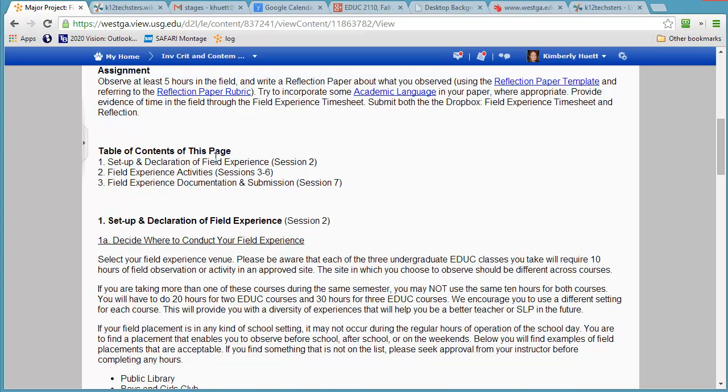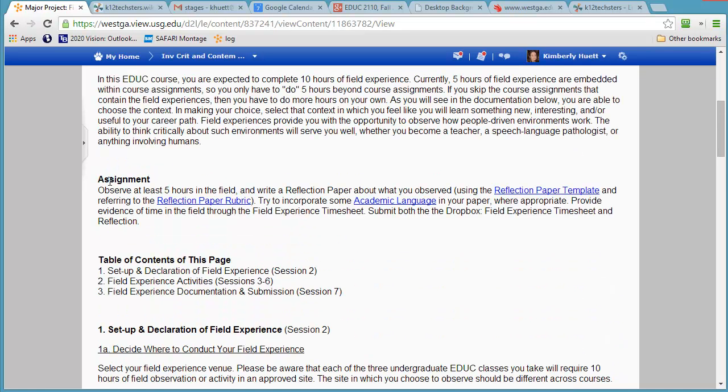Table of contents of this page. So I've told you the assignment in brief. You're going to observe at least 5 hours in the field and you're going to write a paper about it. And if you think about it, you probably need to take some notes about what you see, because let's say you do your first hour of observations one week, another hour the next week, and another hour the next week. Well, by the time you get to that 5th week, and you've done your 5 hours, you might not remember what happened in hours 1 through 3. So take some notes so you have something to talk about.